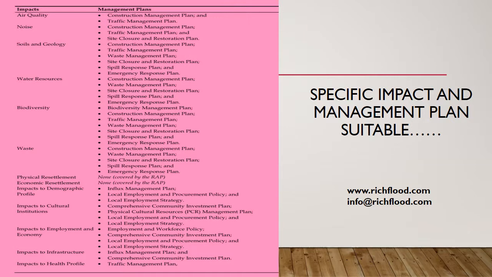When the impacts are going to be centered on cultural institutions, you will have comprehensive community investment plan, you will have physical cultural resources management plan, local employment and procurement policy, and the local employment strategy. Impact to employment and economy, you have employment and workforce policy, you have comprehensive community investment plan, local employment and procurement policy, and local employment strategy. Impacts to infrastructure, you will have influx management plan and a comprehensive community investment plan. Impacts to health profile, you will also have traffic management plan.